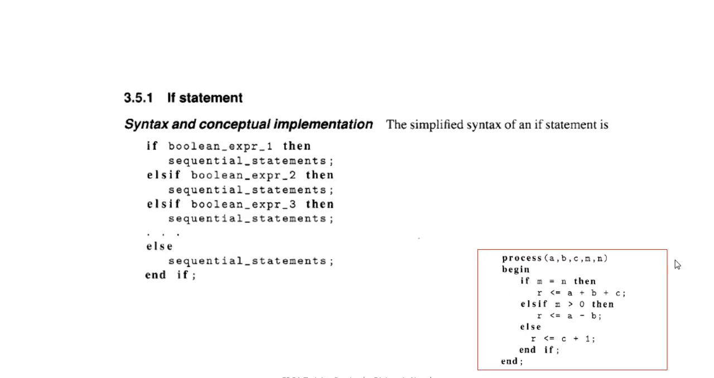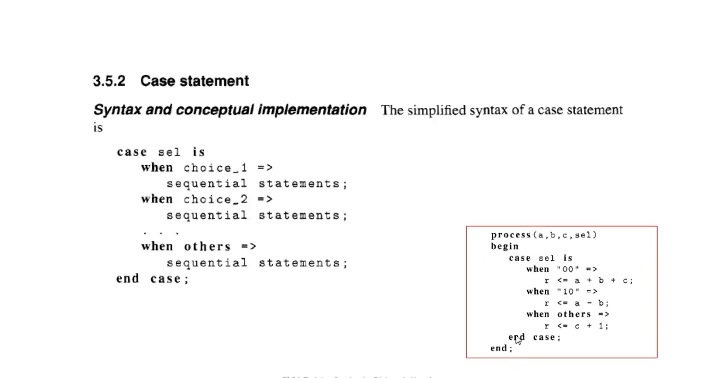So if condition m equals n, then this happens, else if condition then this happens, else this happens, and end if. Then end process. So we also need to have an end process statement. There is only end. So this is case, so we can use case also. We are going to use the case statement in state machine design.